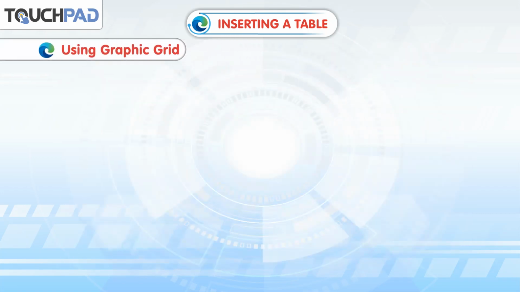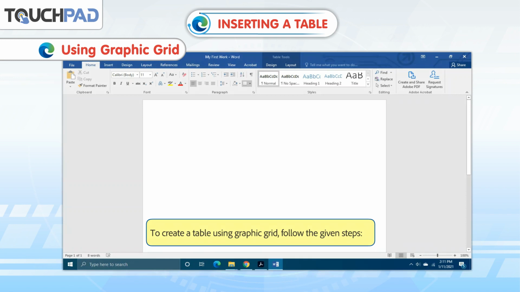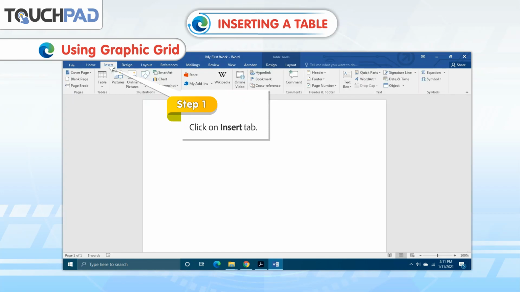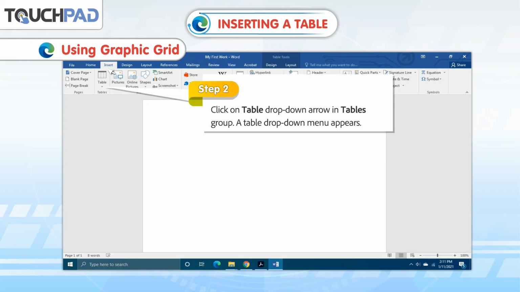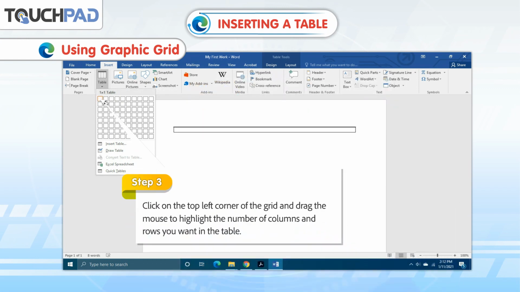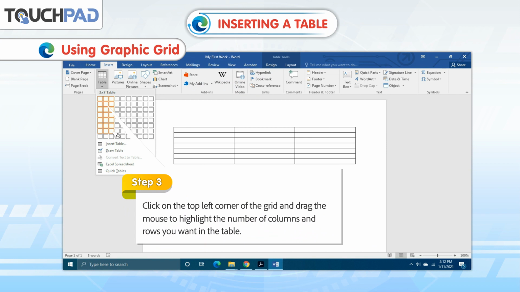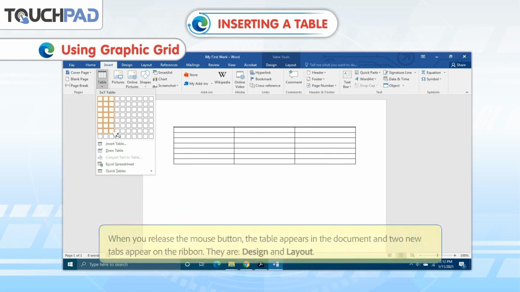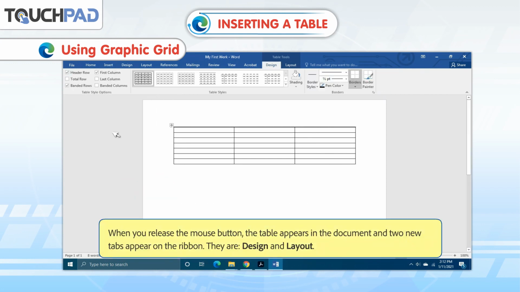Using graphic grid. To create a table using graphic grid, follow the given steps. Step 1. Click on Insert tab. Step 2. Click on Table drop-down arrow in Tables group. A table drop-down menu appears. Step 3. Click on the top left corner of the grid and drag the mouse to highlight the number of columns and rows you want in the table. When you release the mouse button, the table appears in the document and two new tabs appear on the ribbon.